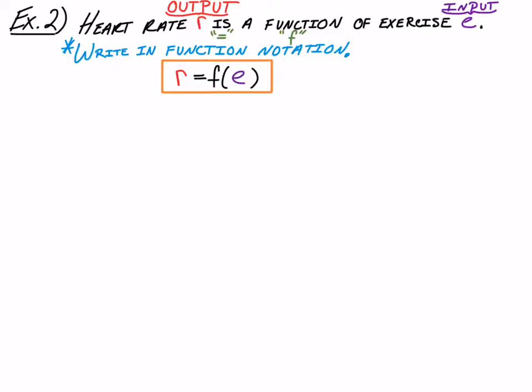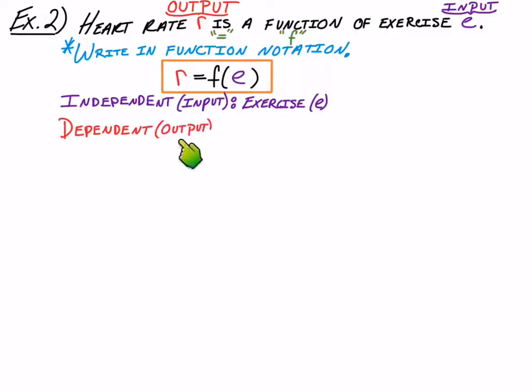And this should make sense just logically, right? How much you exercise, plug that in. That'll tell you what your heart rate is. If you're exercising a bunch, if you're doing a lot of exercise, your heart rate's probably going up. If you're not doing very much exercise, your heart rate's probably not so high. So in this case, what's the independent variable, the input? Definitely E, exercise. Then the output, the dependent variable, that's R, the heart rate.